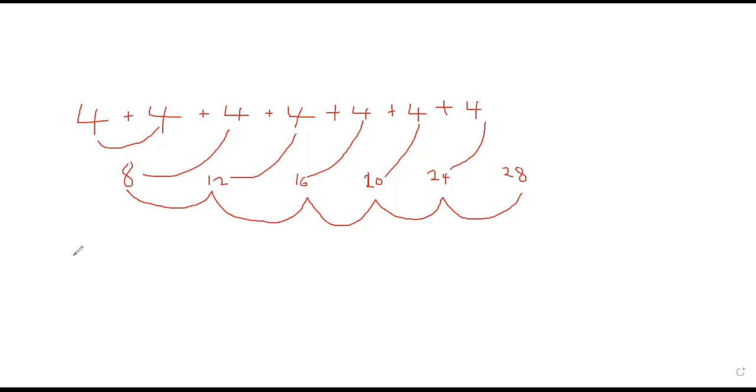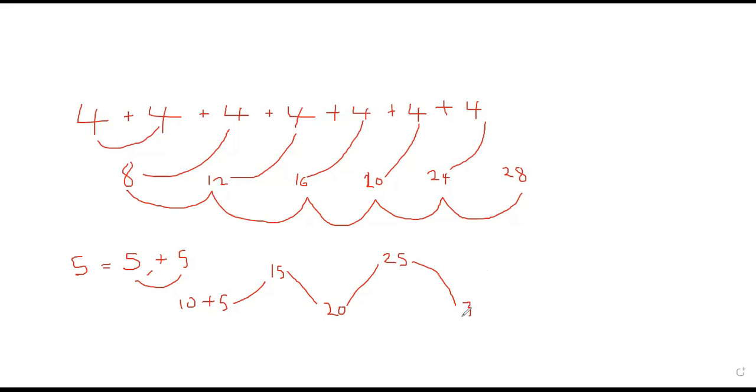Now let's determine the multiples of 5, for example. For the multiples of 5, we're going to keep adding 5. So we say 5 here. When we add 5 to 5, it gives you 10. Then you add 10 to 5, it gives you 15. Add 15 to 5, it gives you 20. Add 20 to 5, it gives you 25. If you add 25 to 5, it gives you 30.